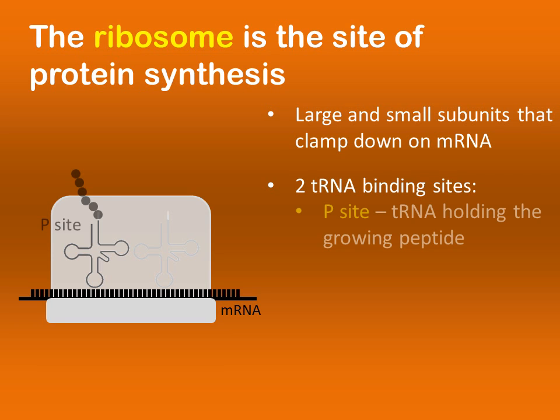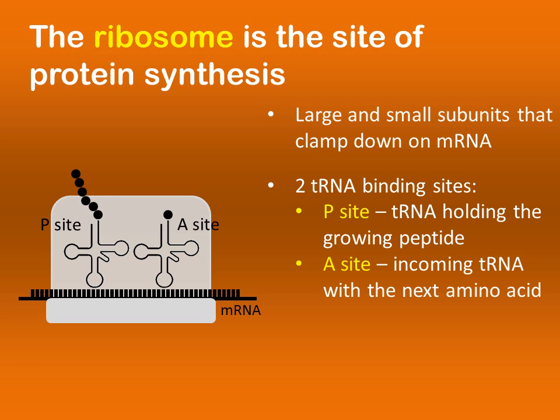The first is the P site, and this site will hold the growing peptide. It'll hold the transfer RNA that's carrying the growing peptide as we go through this process. The second site is the A site, and that will hold each incoming transfer RNA that's carrying the next amino acid with it in sequence.